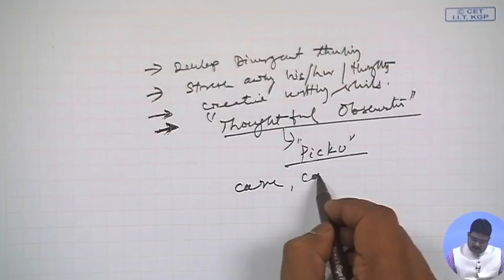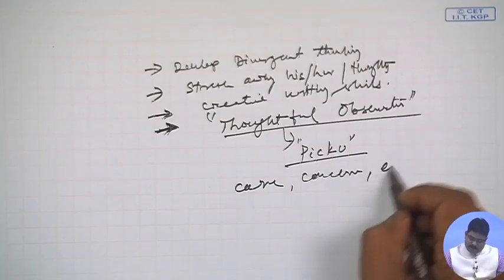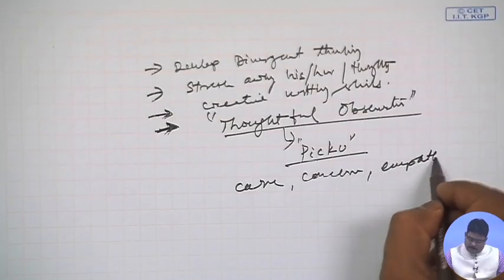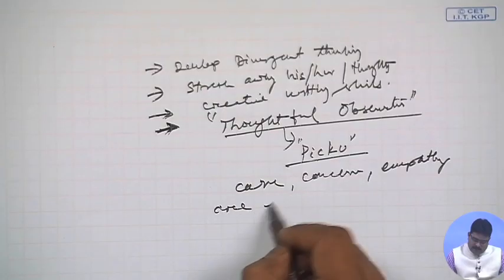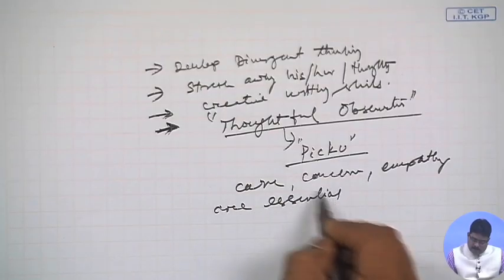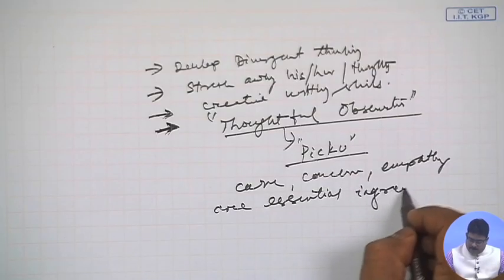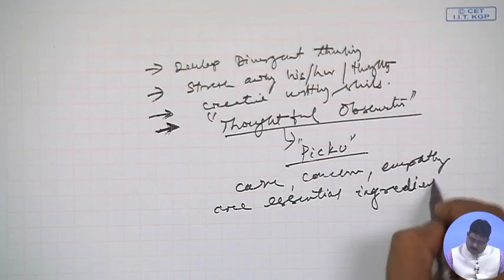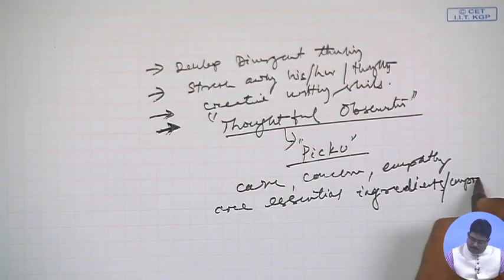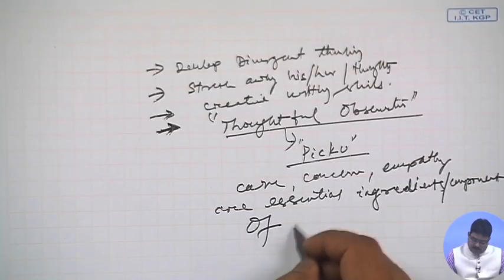But if you look at the entire episode, what kind of message it is expanding to society: the care and concern for the closed ones is very much essential for our survival. The care, concern, empathy are essential ingredients or components of human survival.